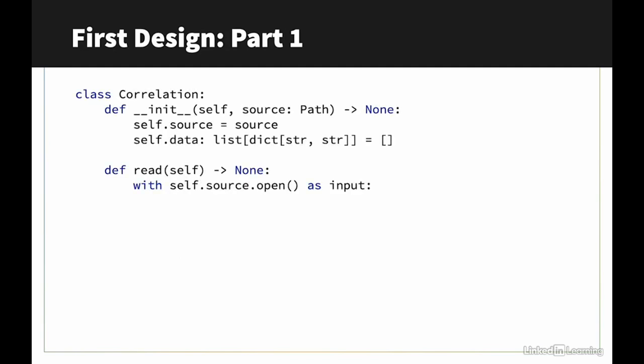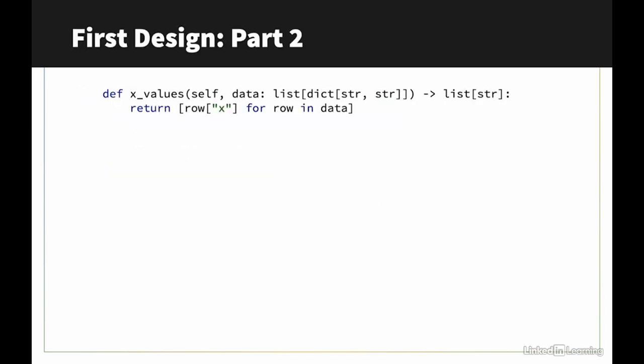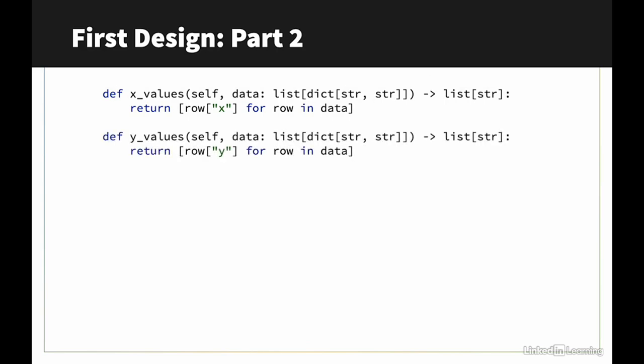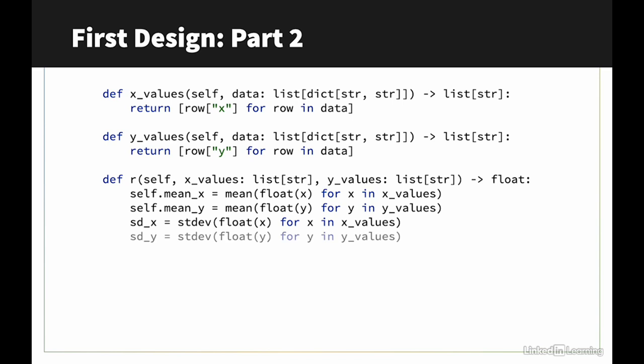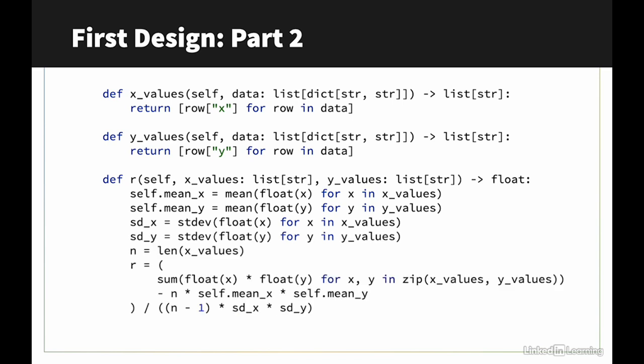It has a method, read, to read the sample data from a file, and it has this method R to compute the coefficient of correlation. And this method got to be kind of complex, and worse, this isn't exactly what I need. I have to make some changes to this class.